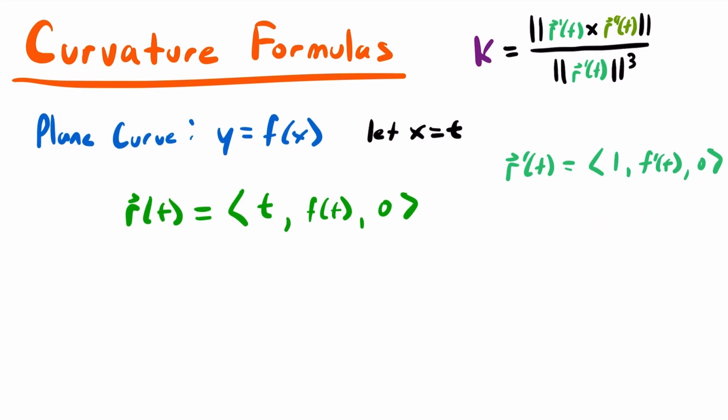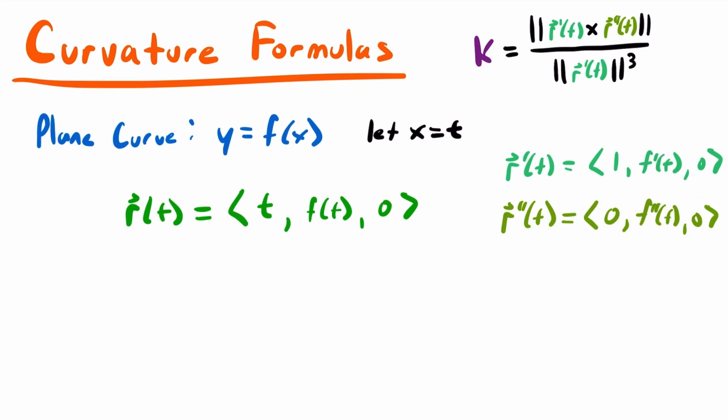And then for the second derivative, we have r double prime of t, and that will be equal to a vector with components of 0, f double prime of t, and 0. Okay, the derivative of 1, a constant, is equal to 0. f prime of t just becomes f double prime of t, and 0 is still 0.